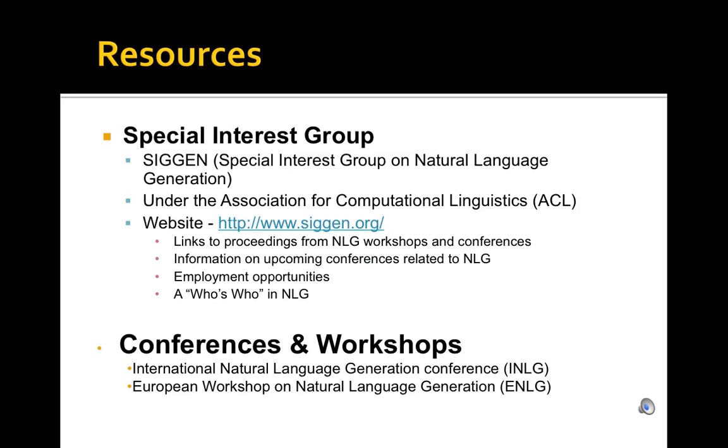There is one special interest group called the Special Interest Group on Natural Language Generation that falls under the umbrella of the Association for Computational Linguistics. The group provides a forum for the discussion, dissemination, and archiving of research topics and results in the field of text generation. It maintains a website that is rich with up-to-date information about natural language generation. The site includes numerous resources, including links to proceedings from the natural language generation workshops and conferences, information on upcoming conferences related to natural language generation, employment opportunities, and a who's who in natural language generation.